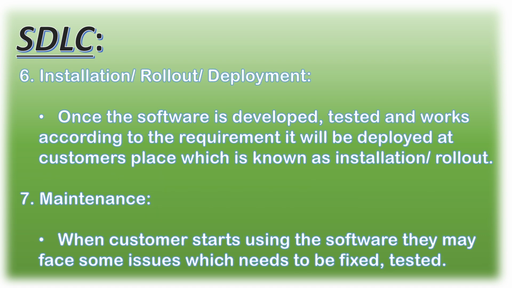Once this phase is completed, that means we have a bug-free application, and the application is working as per the customer's requirement. After that, we can do the installation, or rollout, or deployment. Once the software is developed, tested, and works according to the requirement, it will be deployed at the customer's place, which is known as installation or rollout. Customer's place means the production environment. No need to be worried about it. I'm going to tell you in a next video what exactly a production environment is. Alright. So the next phase is maintenance.